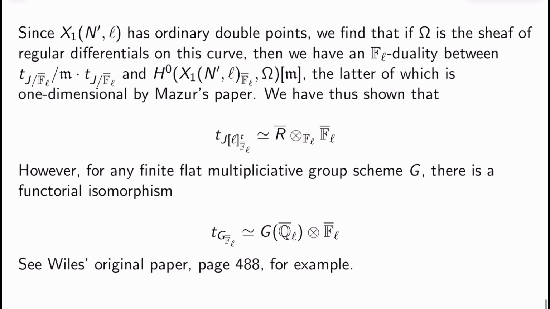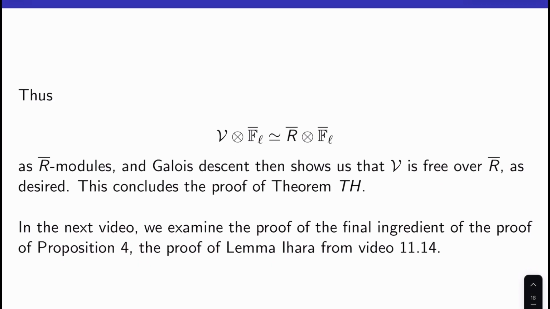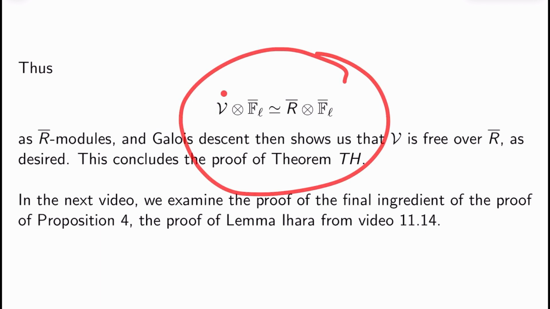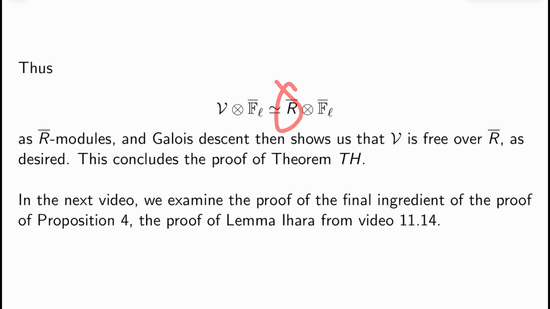However, for any finite flat multiplicative group scheme G, there's a functorial isomorphism between T_G over F̄_ℓ and the Q̄_ℓ points of G tensored up to F̄_ℓ. You can see Weil's original paper, page 488, for example, for more details about this. And so the conclusion is as follows. We have that 𝒱 is isomorphic to R̄ after we tensor up to F̄_ℓ. That's not really what we want, but then you can just use Galois descent to show that 𝒱 is free over R̄, which is what we want.